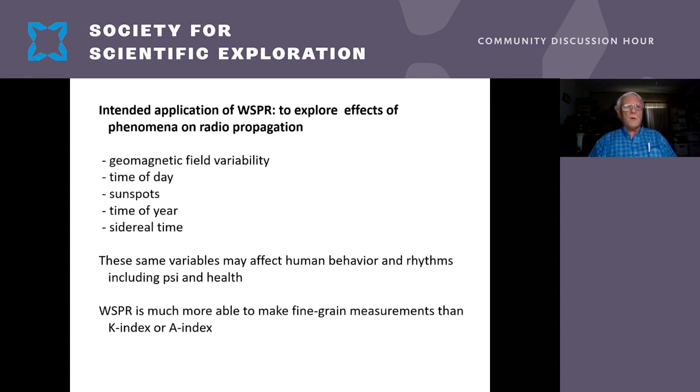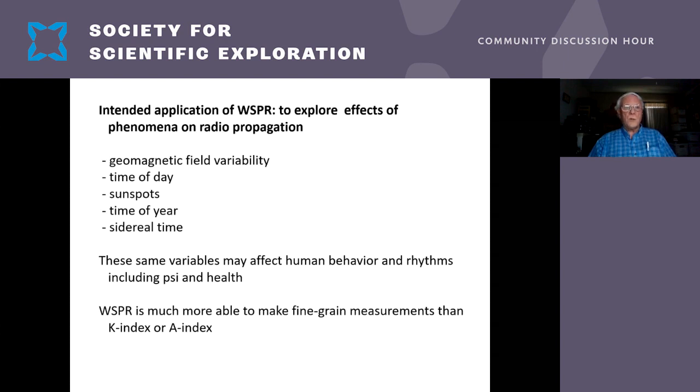In about 2025, they're expecting there to be a high in the sunspot cycle, and that generally causes extremely good radio propagation. Now, we don't know what effect that has on psychic functioning, for example, but there's certainly some good data on a number of other physiological variables that suggest sunspots can affect them too. Time of year has a major effect. Sidereal time, that is star time, may have an effect on radio propagation, and it looks like it also has an effect on psi based on some studies that have been done. So these same variables that WSPR is measuring may affect human behavior and rhythms, including psi and health.